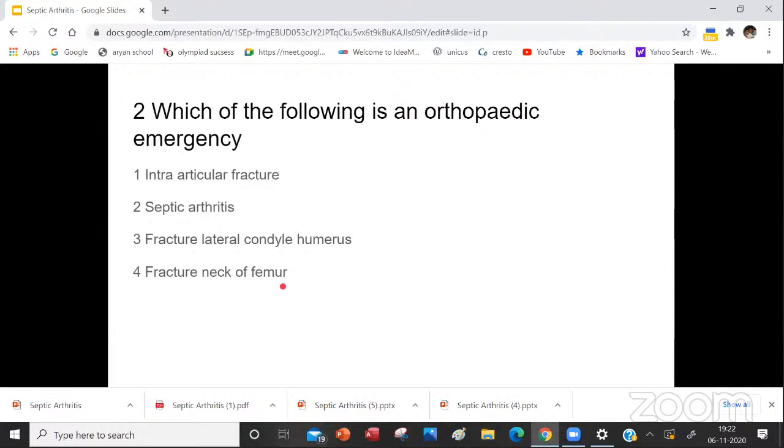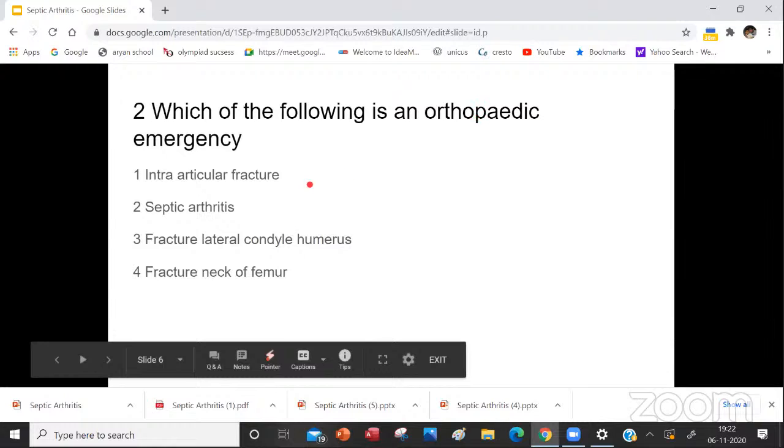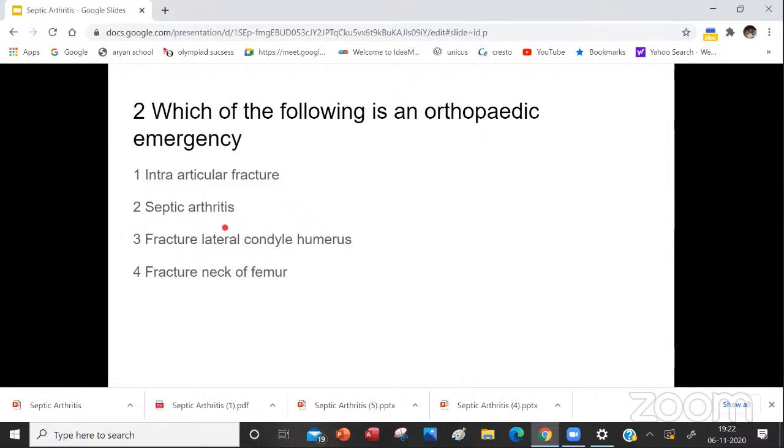Because in fracture neck of femur, with any delay in fixation, the chance of avascular necrosis is very high. That's why it is also called a fracture of emergency. Here I am talking of orthopedic emergency with respect to other fractures. So the entity here is septic arthritis. With any delay, in terms of hours, there is erosion of the articular cartilage, which is irreversible. Hence, septic arthritis is an orthopedic emergency.